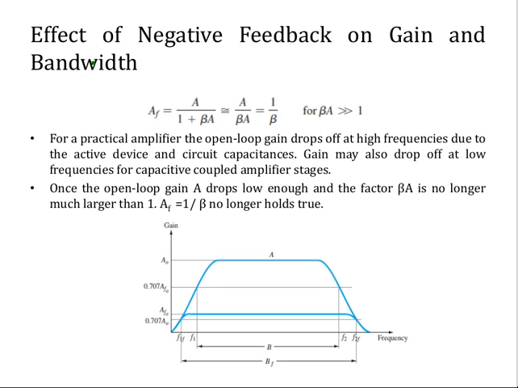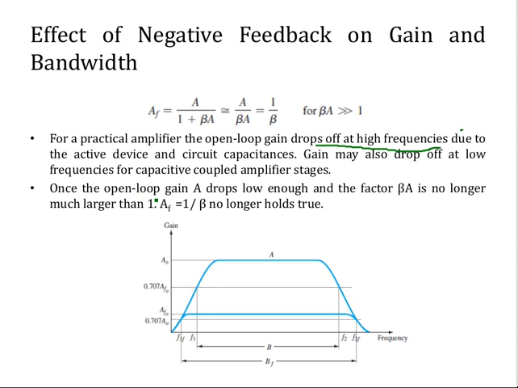The next is the effect of negative feedback on gain and bandwidth. Again, we are coming across the same expression. AF = A / (1 + beta A), and that is equal to 1/beta for beta A greater than 1. So for a practical amplifier, the open loop gain drops off at high frequencies. You know that due to the active device and circuit capacitances. So gain may also drop off at low frequencies. This is it, the drop in gain at high frequency and low frequency.